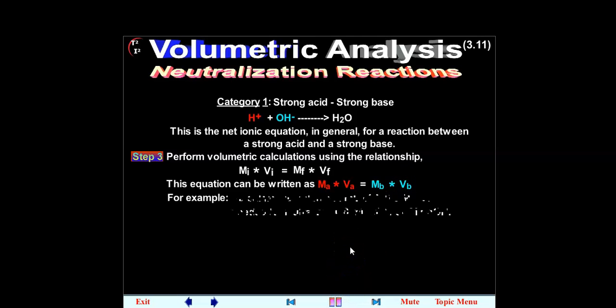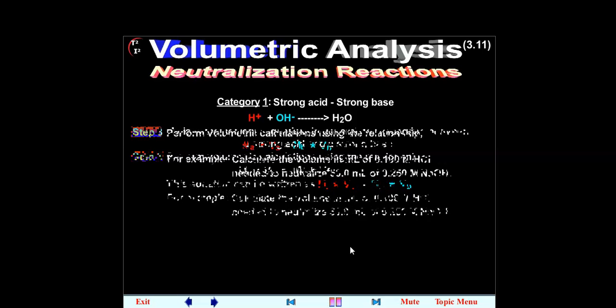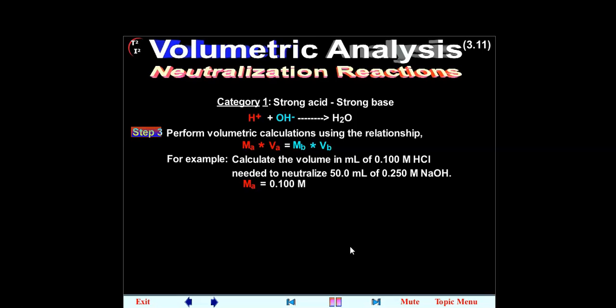For example, calculate the volume in milliliters of 0.100 molar HCl needed to neutralize 50.0 milliliters of 0.250 molar NaOH. Ma equals 0.100 molar. Va is to be calculated. Mb equals 0.250 molar. Vb equals 50.0 milliliters.